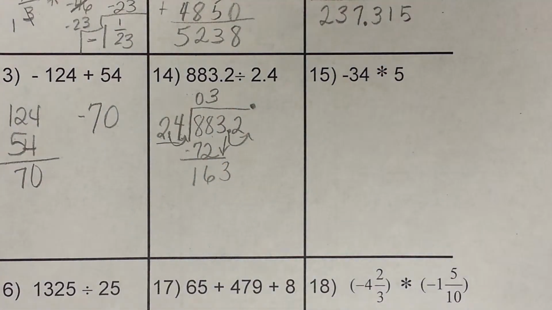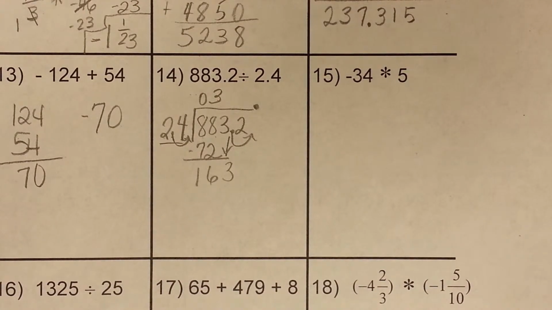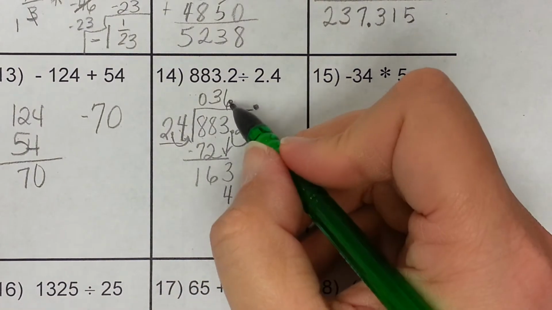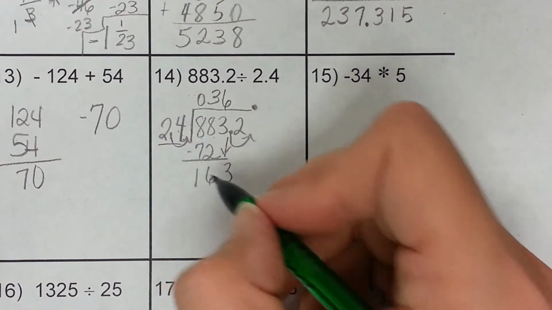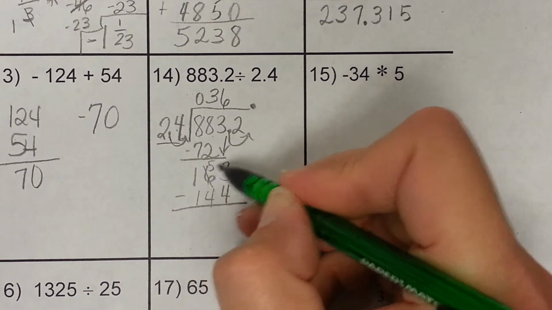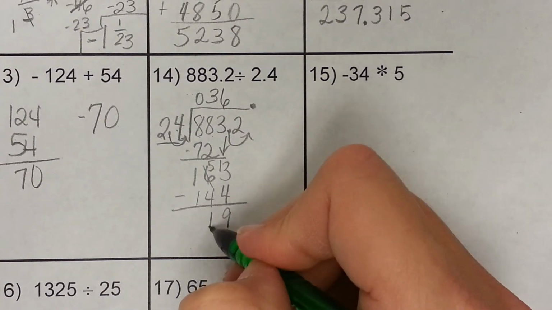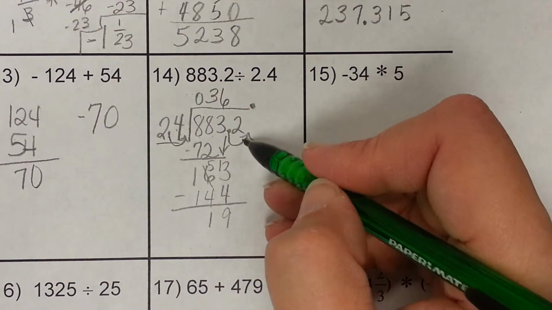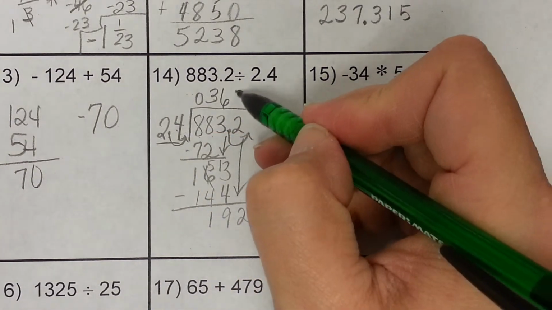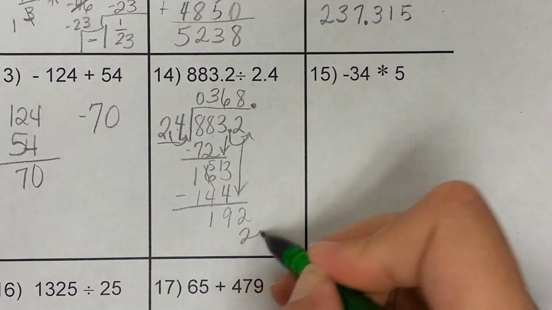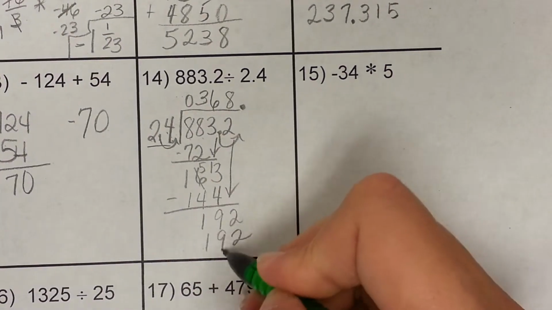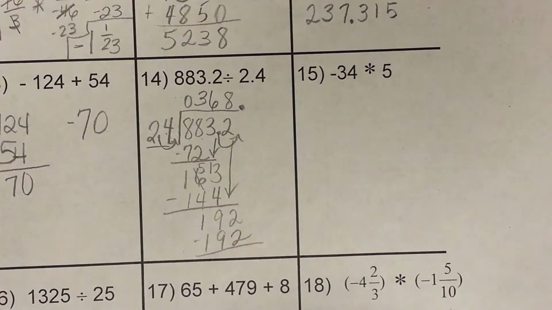24 will go into 163. Approximately 6 times. So 6 times 4 would be 24. We carry a 2. 6 times 2 is 12, plus those 2 would be 14. Go ahead and subtract and get 19. Then we bring down our 2. 24 will go in there approximately 8 times. 8 times 4 would be 32. Carry 3. 8 times 2 would be 16. Plus those 3 would be 19. So our answer is going to be 368.